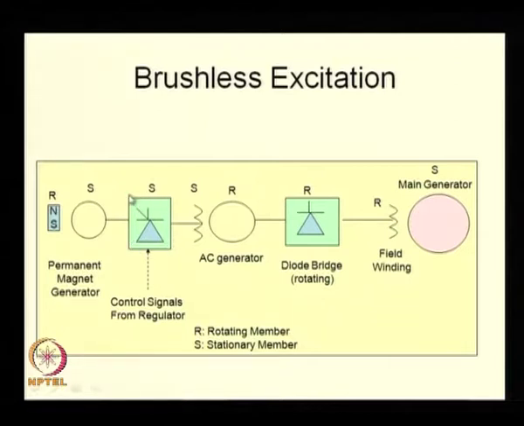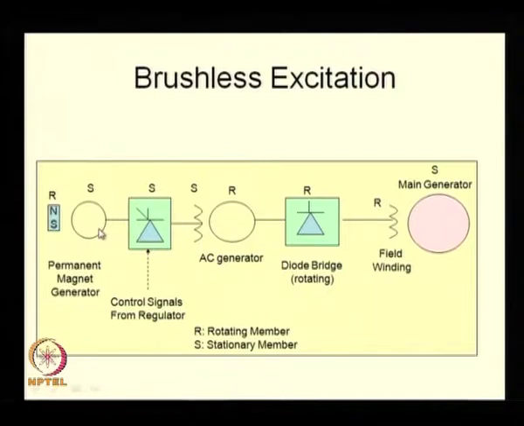This is again a thyristor based rectification system. It is a controlled rectifier in the sense that the DC voltage is a function of the AC voltage as well as the control signals, which are essentially the firing angle delays, obtained from a control system. We shall discuss this control system, which is also called a voltage regulation system. So, this is a controlled rectifier by which we can control the output which eventually goes to the main generator.